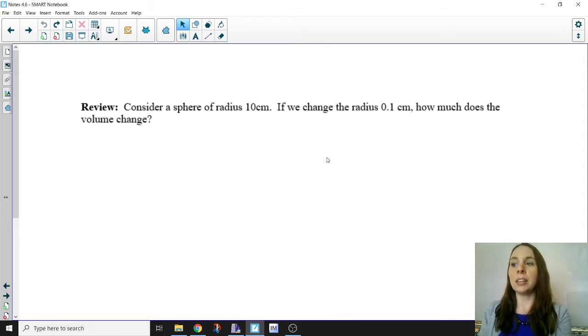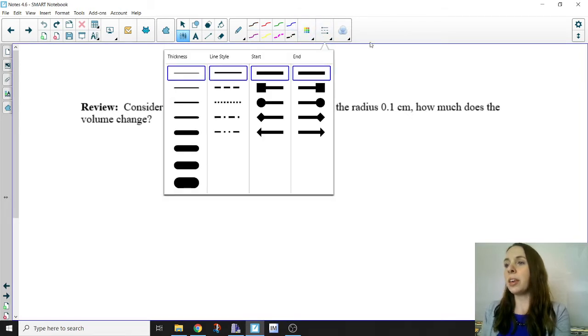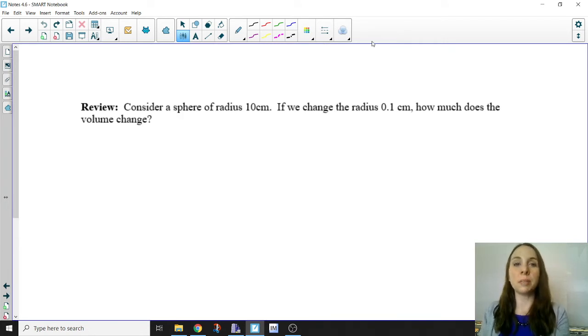Keep in mind that technically you do not need calculus to answer this question. You can find delta V, which is the true change in the volume, by finding the volume of the sphere at radius 10 centimeters, finding the volume of the sphere at radius 10.1 centimeters, and just subtracting, right? However, we can use what are called differentials to approximate that change. And as we move through the rest of the problems in this section, I think you'll see why that's going to be helpful. The volume of a sphere is 4/3 pi r cubed.